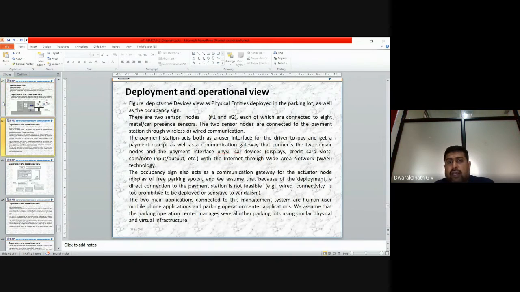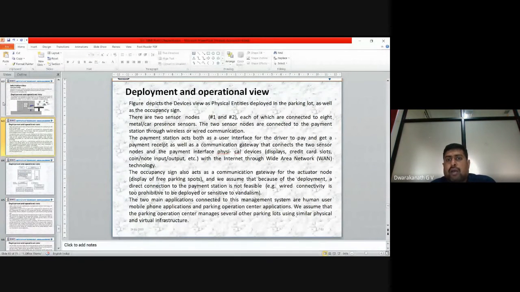Next, the figure depicts the device view, with physical entities deployed in a parking lot as well as the occupancy sign. So that you know already. I have told you that there will be 16 parking slots. What are the physical entities? Here, just a parking slot, whether it's filled or not. That will become a physical entity deployed in a parking lot, occupied or not.